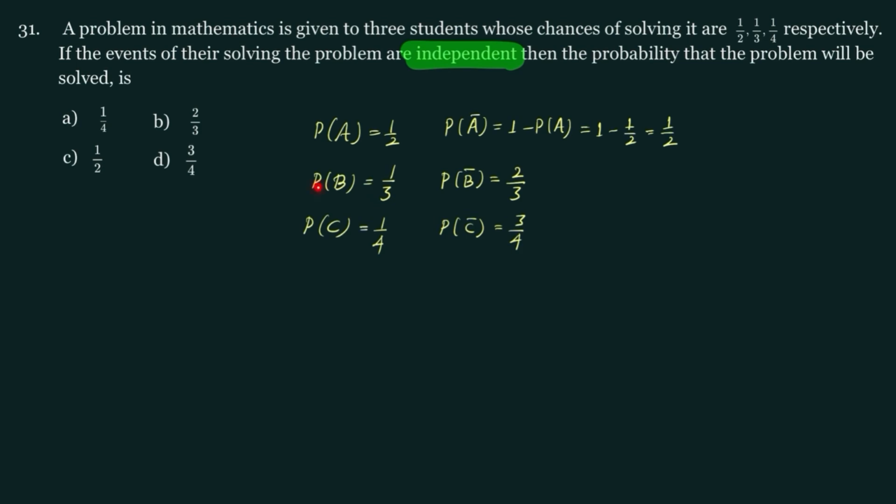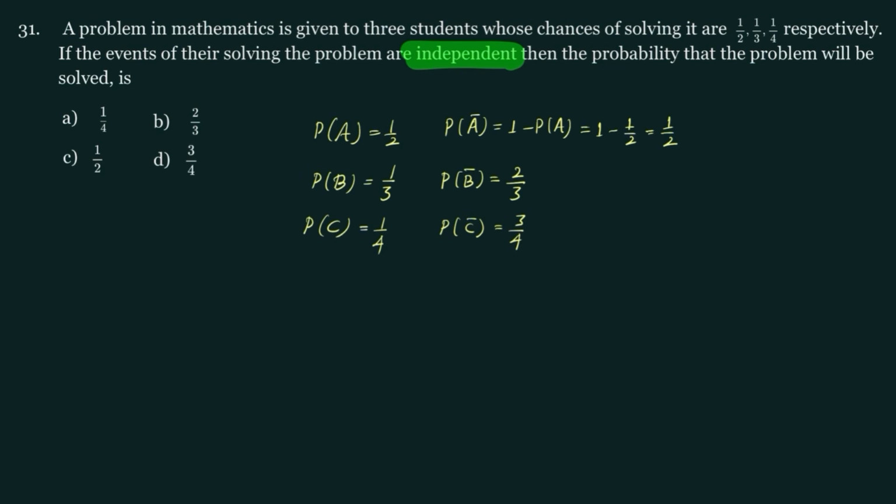For example, here probability of B is 1 over 3. So out of 3, the probability that the second student will solve the problem is 1. That means out of 3 times, the number of times the second student will not solve the problem is 2, obviously. So that's why probability of B naught is 2 over 3. And similarly, out of 4 times the third student will solve the problem 1 time. That means out of 4 times the third student will not solve the problem 3 times. That's why probability of C naught is equal to 3 by 4.